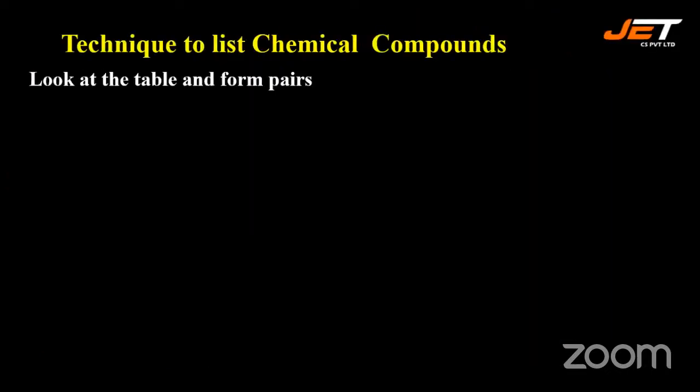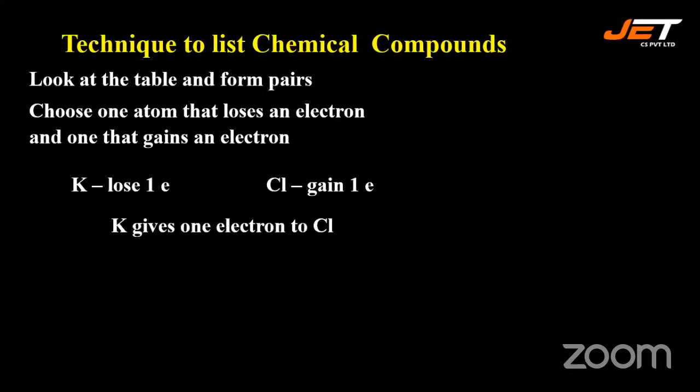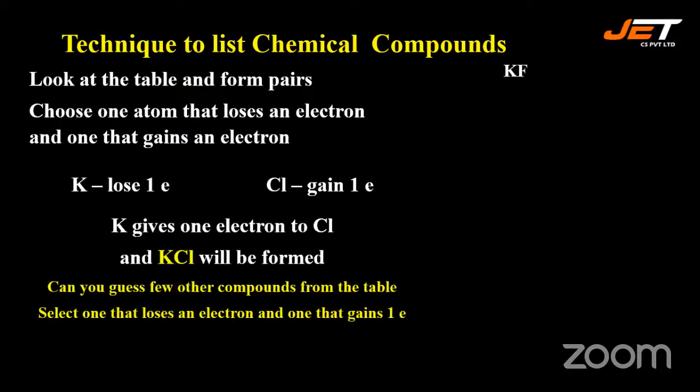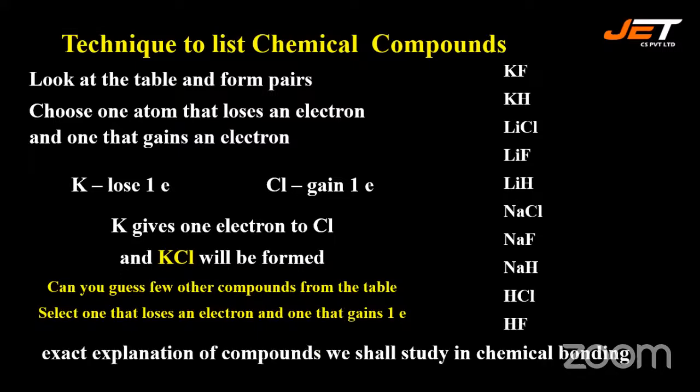Okay. So, techniques to list the chemical compounds. Look at the table and form pairs. Choose one atom that loses an electron and one that gains an electron.